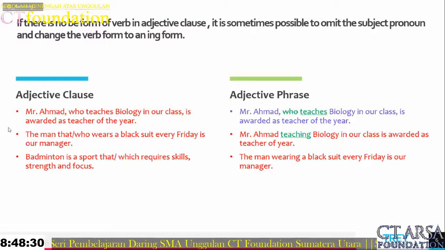Wearing a black suit is the adjective phrase, and this adjective phrase is describing the man, right? Miss Ahmad teaching biology in our class. Teaching biology in our class is an adjective phrase. And the adjective phrase is describing Mr. Ahmad. It gives more explanation or information about Mr. Ahmad.